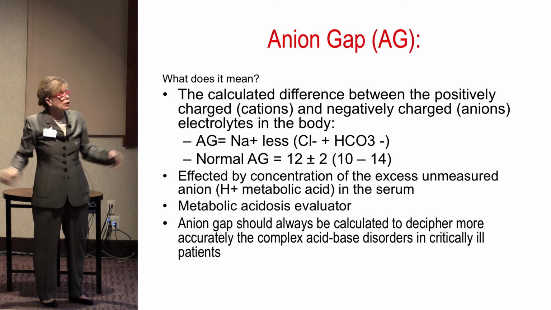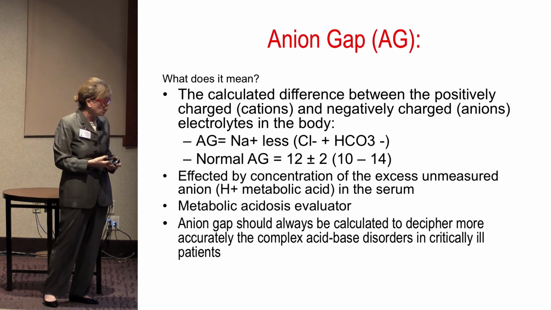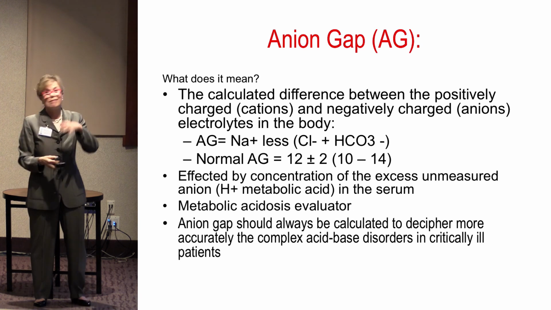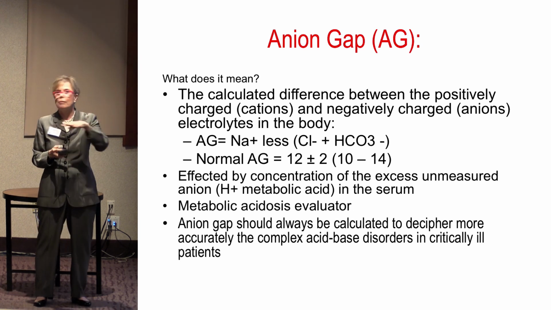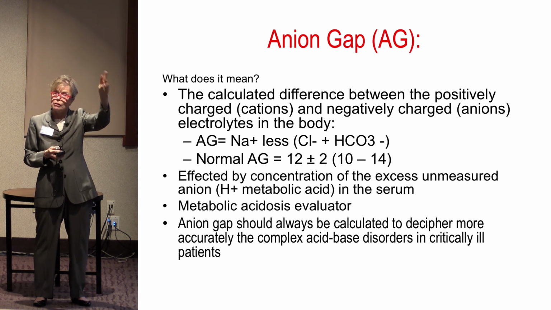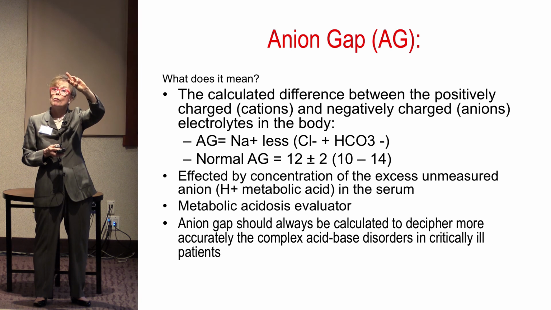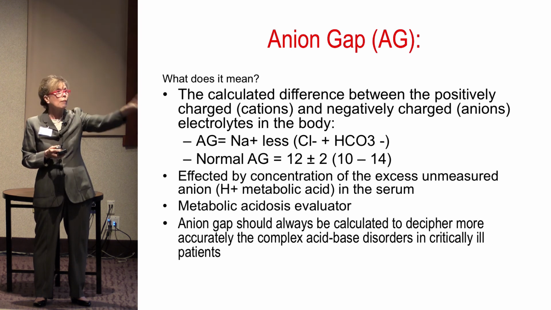And a gap greater than 20 should always be an indicator of the big four. The big four, what I say at the bedside, not MUDPILES. I think that's great. Fine. You can memorize that. I just say the big four: ketosis, lactic acidosis, renal failure. And then the fourth is a normal gap with a base deficit, hyperchloremia.